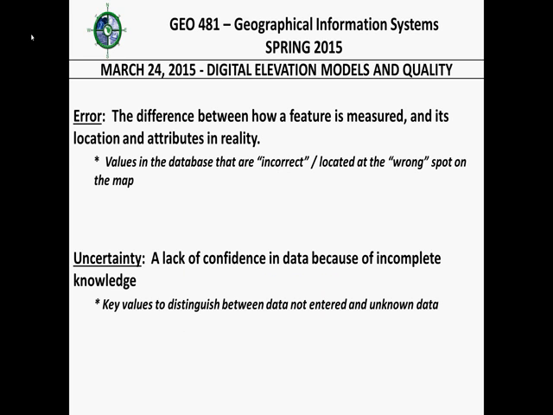So here's our kind of philosophical general definition of error: the difference between how a feature is measured, its location and attributes, and its reality. So again, if I claim it's over there, I claim it's green, that's an error. Another way to put it would be values in the database that are incorrect versus being located on the wrong spot.